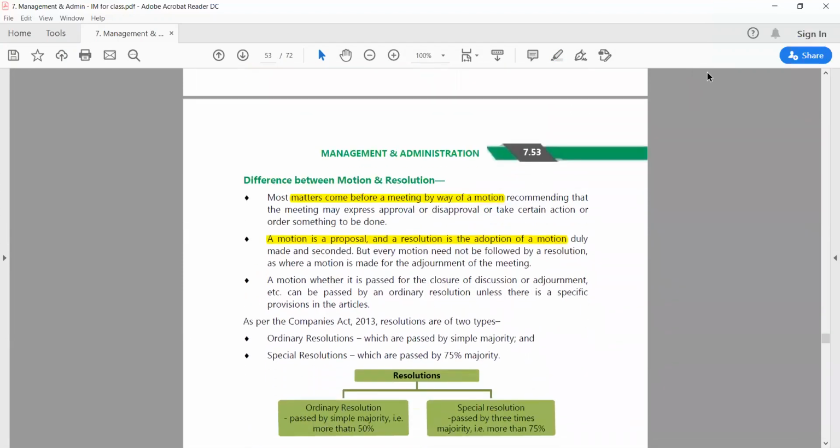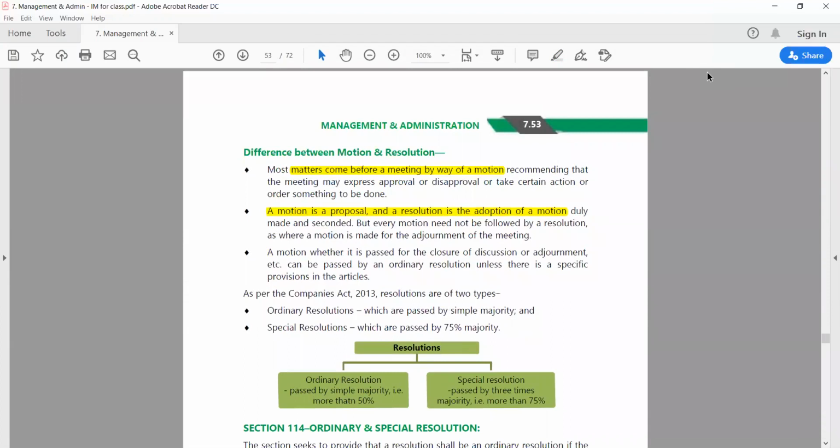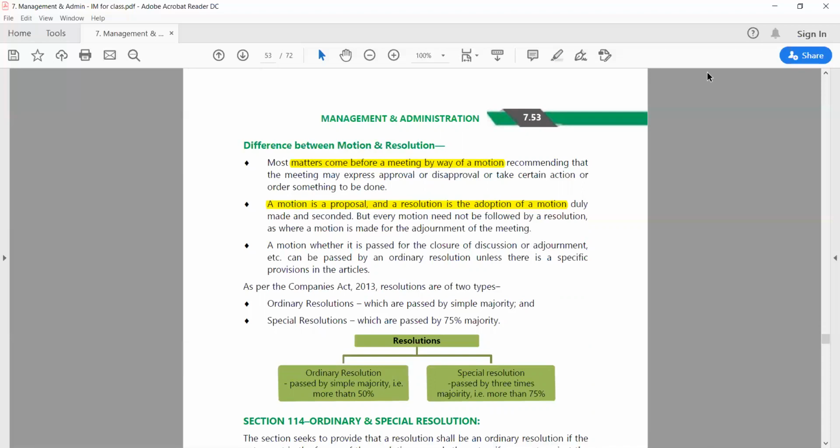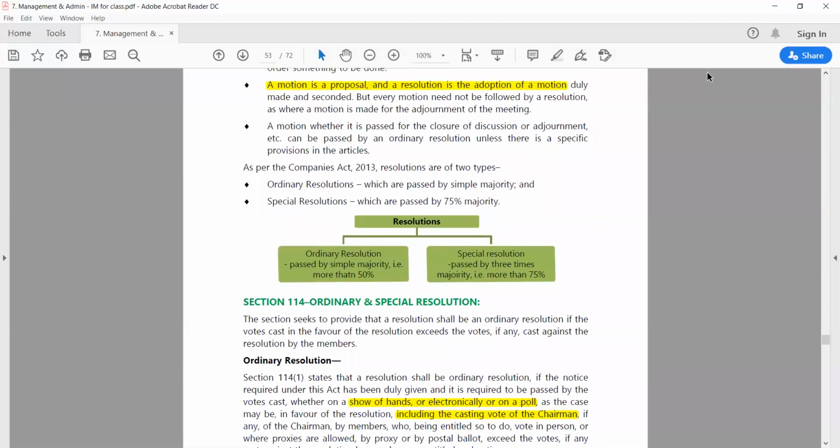The point is, whatever comes before a meeting, that means before a decision is made, approval or disapproval, before that it is a motion, and once the decision is taken, it becomes a resolution. So we say a motion is a proposal and a resolution is the adoption of that particular proposal. So it is very easy to remember. How many types of resolutions are there? Two resolutions are there. Ordinary resolution and special resolution.